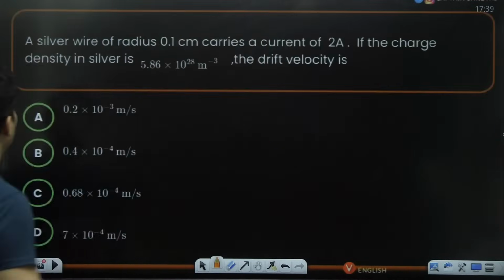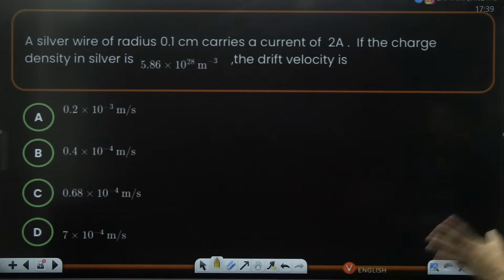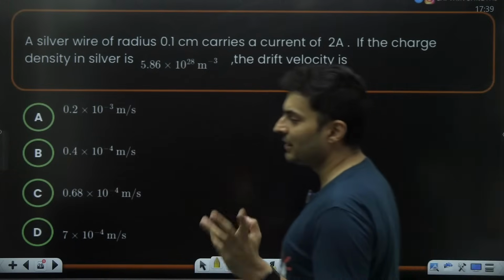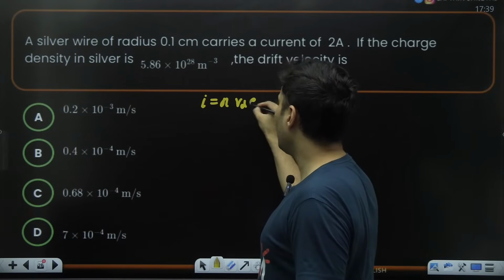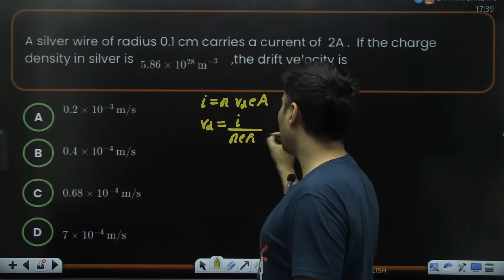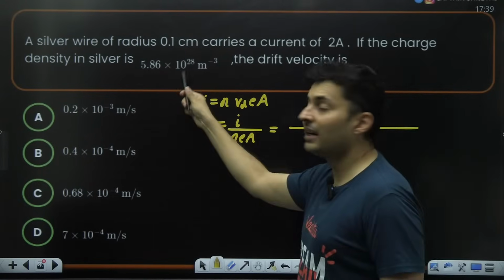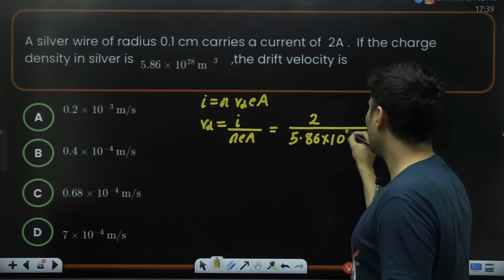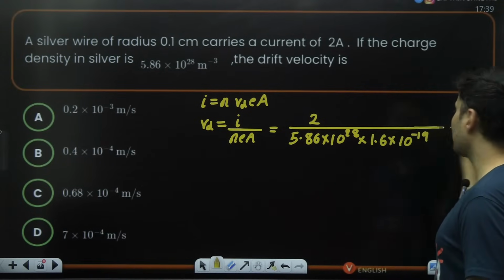Okay, so let's see some questions then. There is a silver wire whose radius is given, and current is also given. The charge density of the silver is also given. The drift speed is... this is now a direct question. I is equal to nAvde, so vd will be I by nea. What is the current? Current is 2 amperes. What is n? Number density. It is already given, 5.86 times 10 to the power 28. Electron charge 1.6 times 10 to the power minus 19.